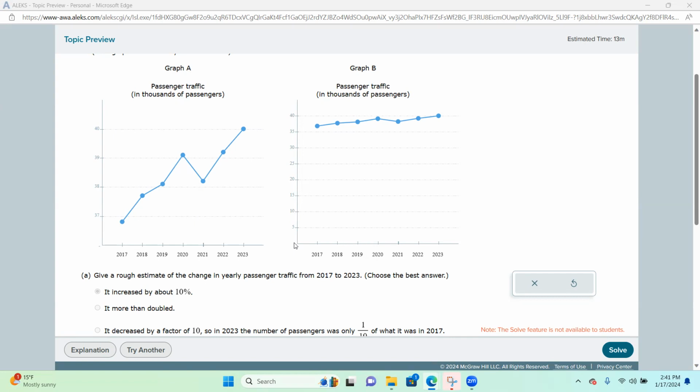Now on graph B, they started at 0. Graph B is the way that you should graph. You should always start at 0, 0. Otherwise, your scaling is showing more drama than it should, okay?